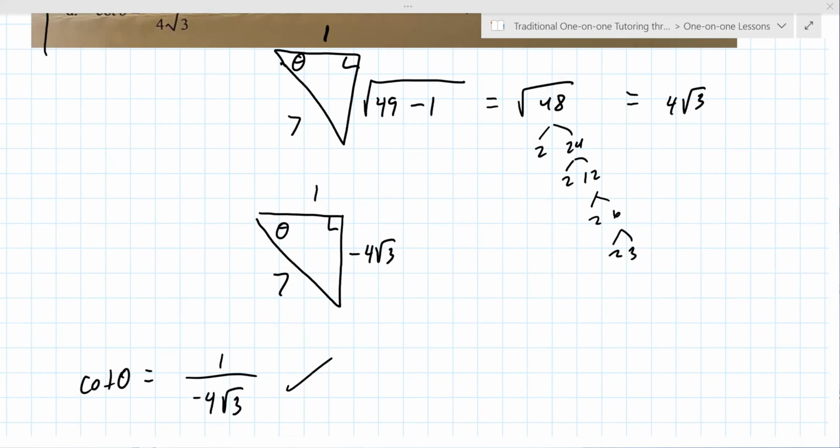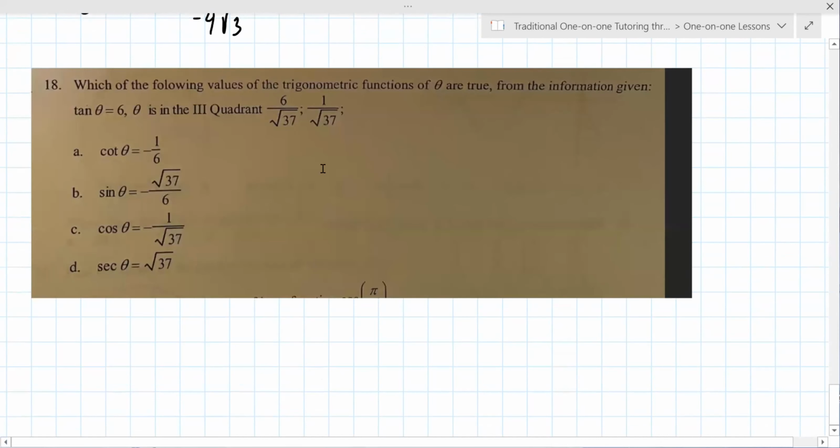18 is similar. We should do that though. I'm sure seeing another one will help. All right, which of the following values of the trigonometric functions of theta are true? Okay, so they tell you that you're in the third quadrant. So that's good. That means your triangle, you already know what it looks like. It looks like this.